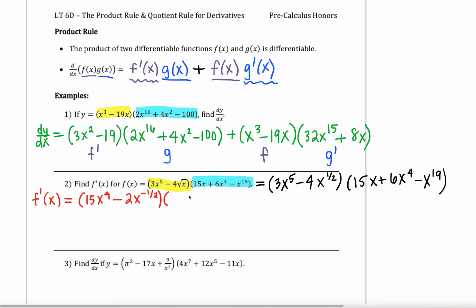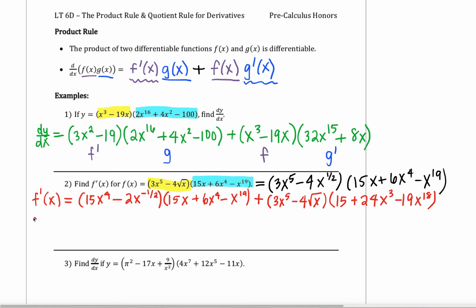I'm now going to rewrite the second function because I'm not taking the derivative here. This would just be our g. So I want to keep the second function the same. Plus, now I want to keep the first function the same. So I'm going to put all of that in parentheses, and I could use the x to the 1/2 or the square root. Now times, I'm now going to differentiate our second function. So using the power rule, derivative of 15x would give us 15, plus derivative of 6x to the 4th would give us 24x to the 3rd, minus derivative of x to the 19th would be 19x to the 18th, all using the power rule.